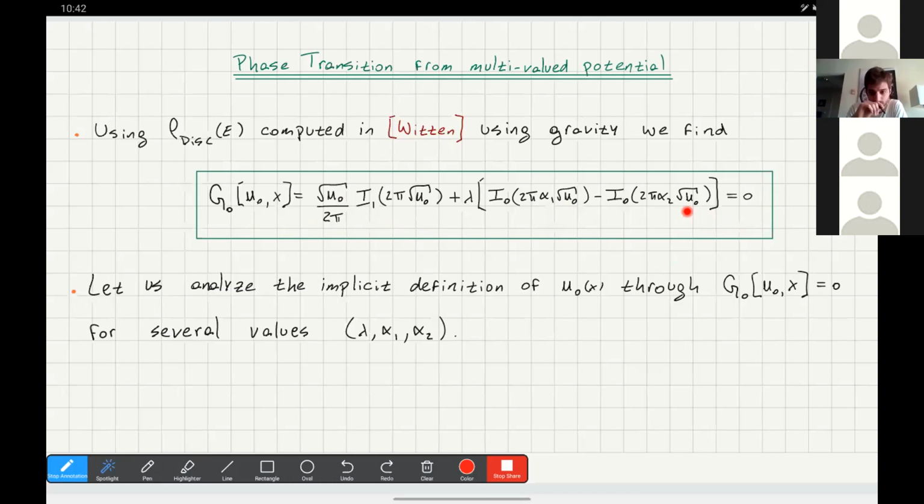This is the leading genus potential. So what we want to do is analyze what happens to this implicit definition of the potential that we're working with for different values of lambda, alpha 1, and alpha 2, where lambda, alpha 1, and alpha 2 determine the particular deformation of JT gravity that you're considering.